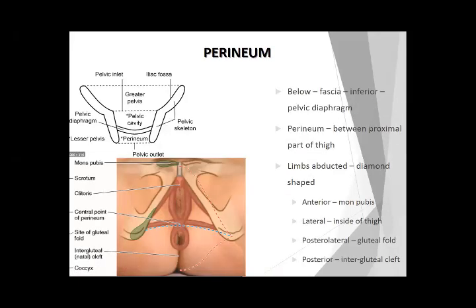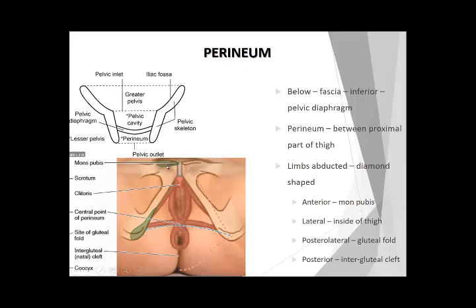Posterolaterally, we have the gluteal fold. These over here would be the gluteal folds. And posterior most, this is the intergluteal cleft or natal cleft basically. So, in layman's terms, once again I repeat, this is a diamond-shaped area bounded by the upper thighs.